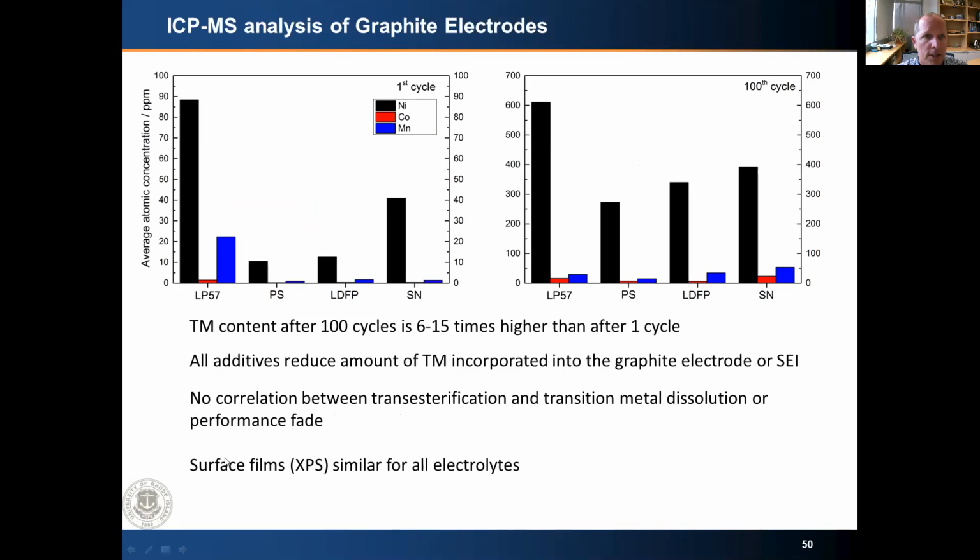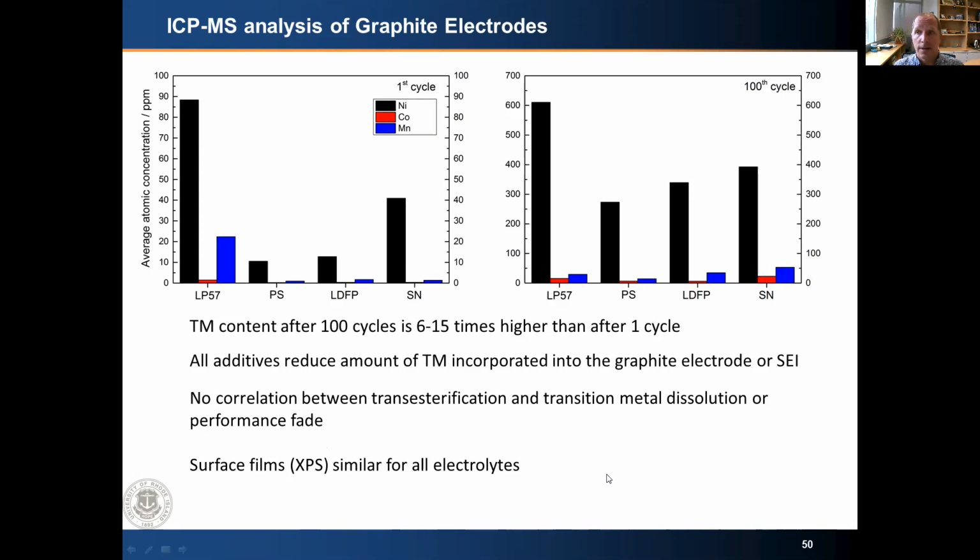If we go back and look at the ICP-MS analysis of the graphite electrodes for the standard electrolyte formulation, basically all of our different additives result in significant decreases in the transition metal dissolution, both after 1 cycle and after 100 cycles. So all of the additives are inhibiting transition metal dissolution, but there's really no correlation with the transesterification reaction, where lithium difluorophosphate completely shut down the transesterification reaction but doesn't really shut down transition metal dissolution, and none of these things really correlate with performance fade. And also, unfortunately, our XPS analysis was quite similar for all of these different electrolytes.